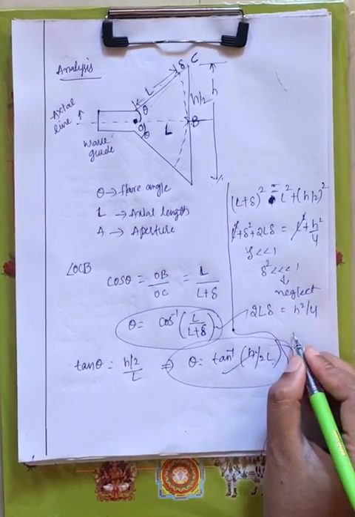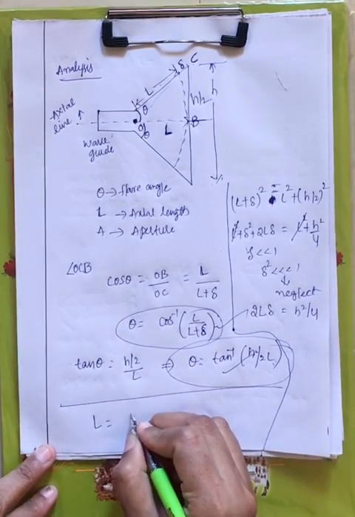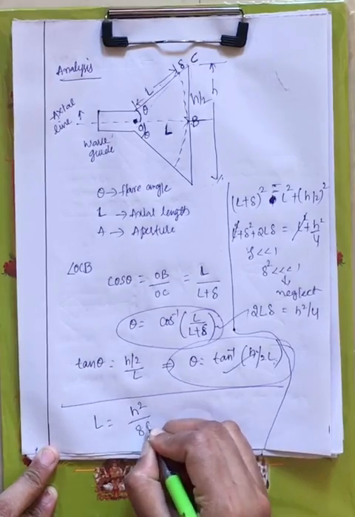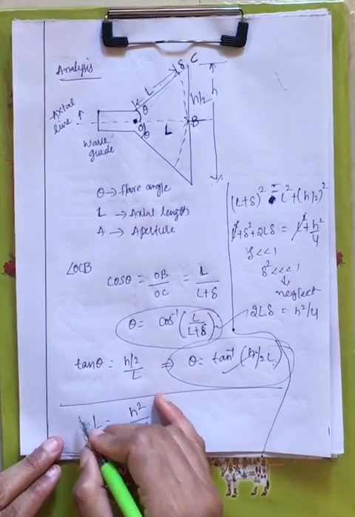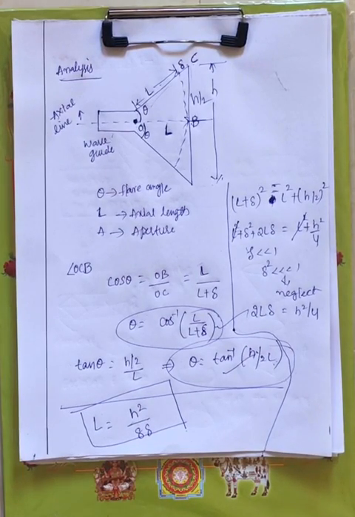Now from this what you will get? L, finally I am writing here: L is nothing but h square by 8 delta. Using this formula you can calculate the axial length of the horn antenna.